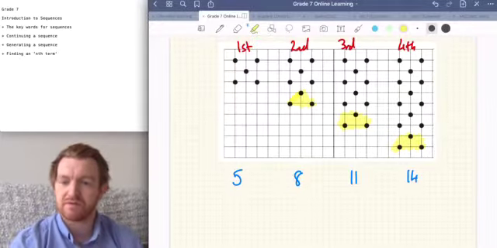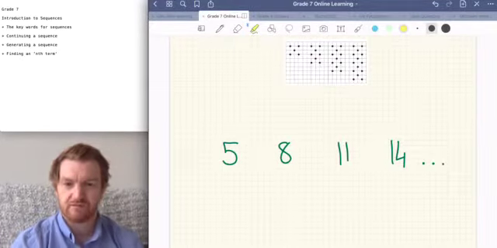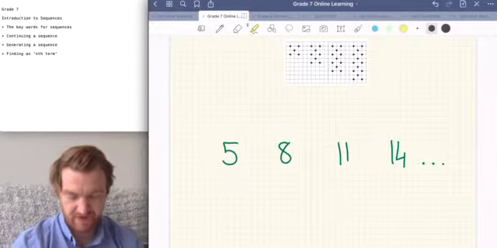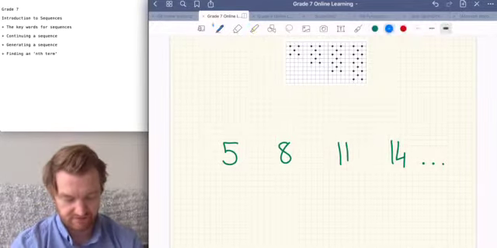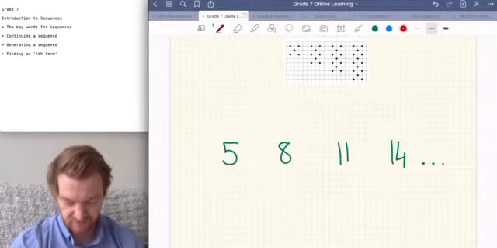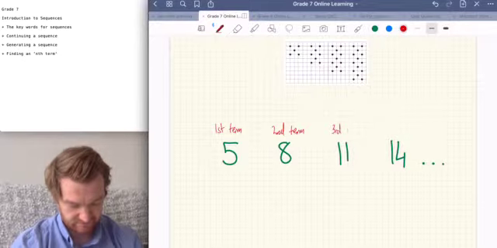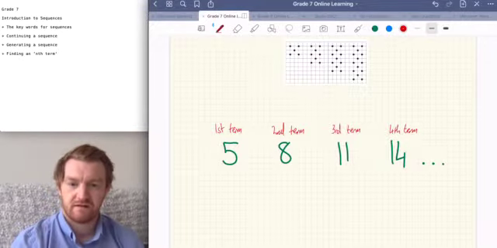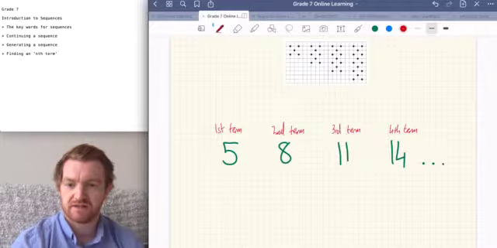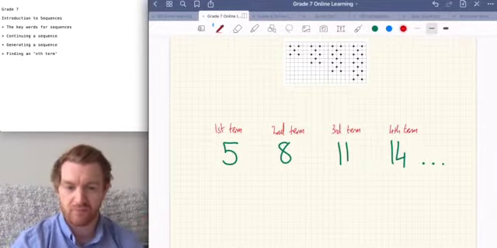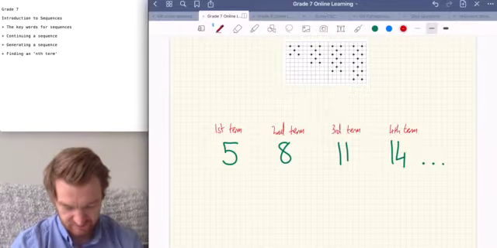But we need some language that we can use to describe these sequences. So let's just look at the numbers that we've got: 5, 8, 11, and 14. First thing we could do is say we've got the first term, second term, third term, and the fourth term. So here we've got 4 terms. A term is just one part of the sequence, and we can label their position. So this is the position.